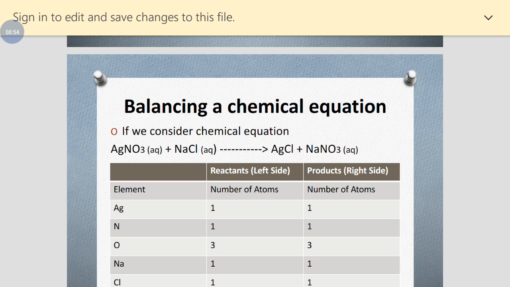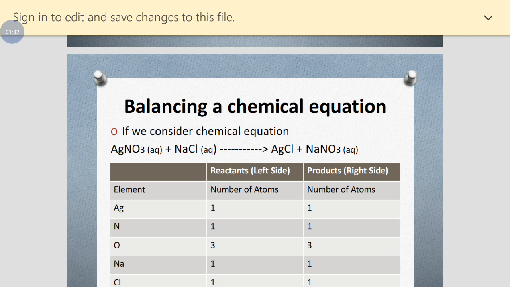In this equation, AgNO3 plus NaCl are the reactants, while AgCl and NaNO3 are the products. The number of atoms of the reactants and the number of atoms of the products are shown in the following table. So we consider a table: element, reactants (left side), number of atoms, products (right side), number of atoms.